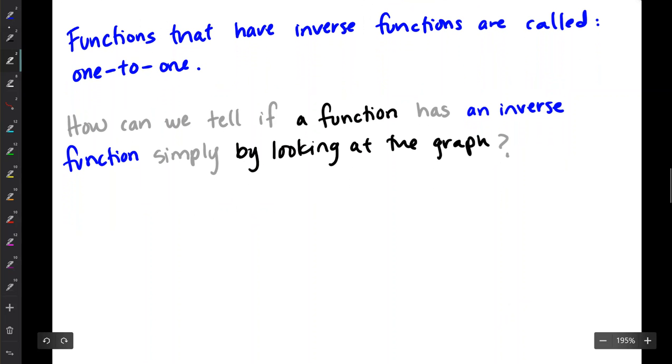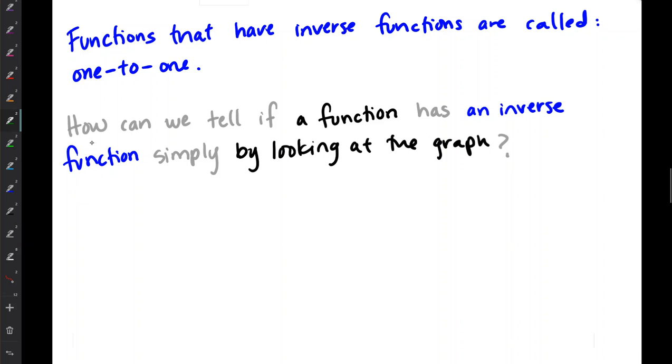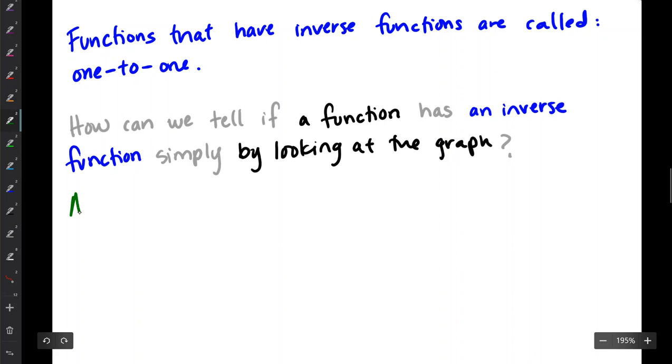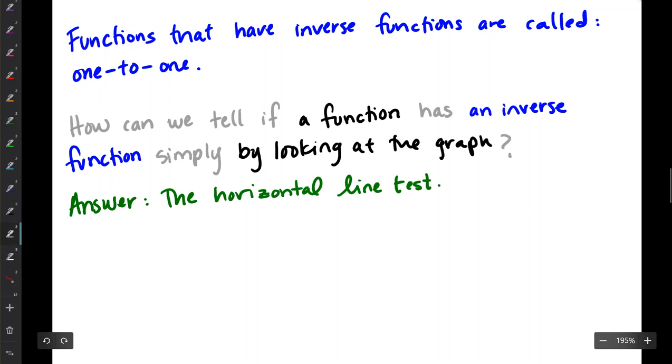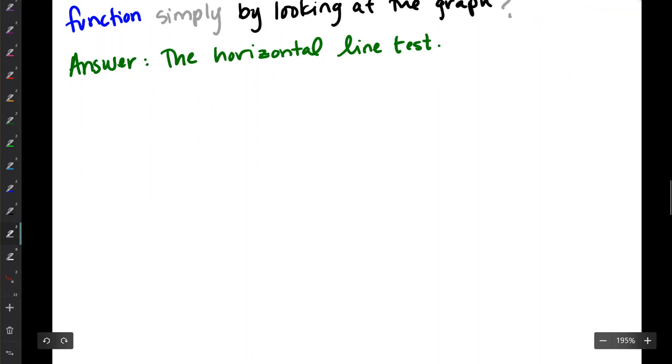So here's your question and answer. The horizontal, that's a Z, line test. All right, so let's do a couple quick examples. I'm going to do 2.